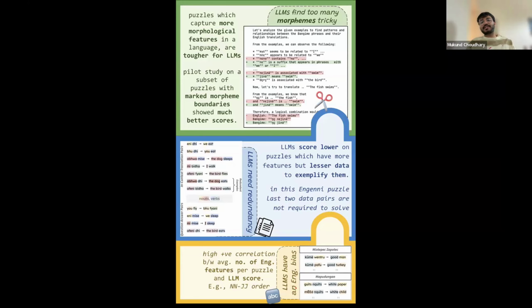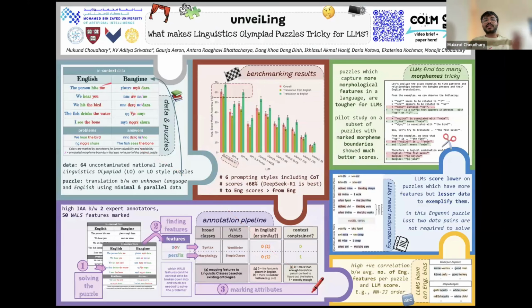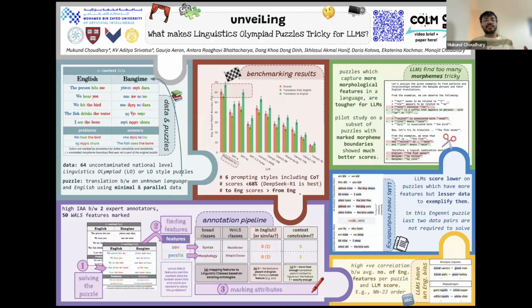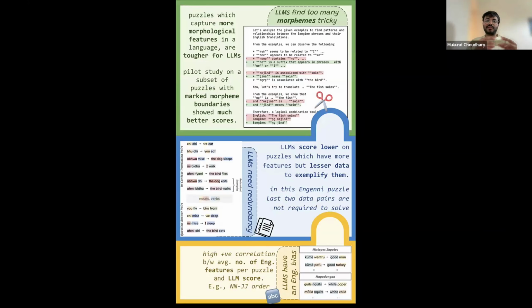One, LLMs have an English bias. Any puzzle which was more English-like was easier for LLMs to solve than a puzzle which was less English-like. For example, in this puzzle, if the word order was the same as English, blue, green, and red instead of blue, red, and green, then this puzzle would have been easier for an LLM to solve. In general, puzzles which were more English-like linguistically were easier to solve. Second, LLMs needed redundancy. The more data given in the in-context sample, if I gave it 2 more examples from the same distribution, the easier it would be for LLMs to solve, regardless of what kind of data it is. If it is from the same distribution, it helped it solve the puzzle better.